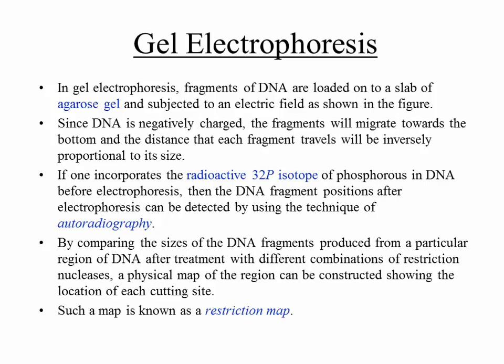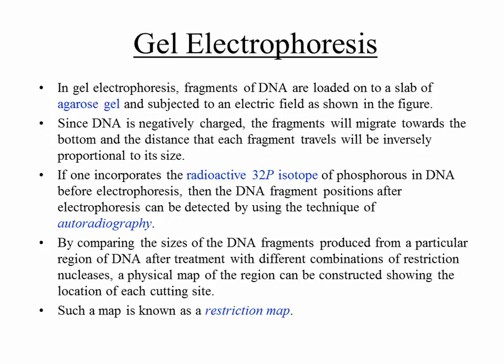And by comparing the sizes of the DNA fragments produced from a particular region of DNA after treatment with different combinations of restriction nucleases, you'll be running a different electrophoresis for each restriction nuclease, and then you look at those locations. With that information, a physical map of the region can be constructed showing the location of each cutting site. Such a map is known as a restriction map.